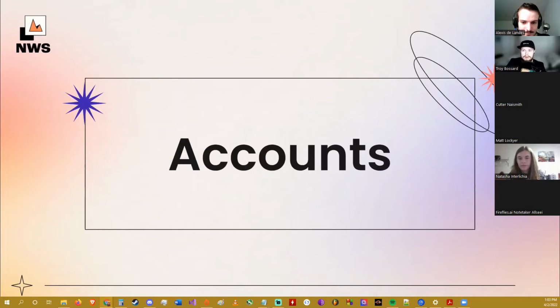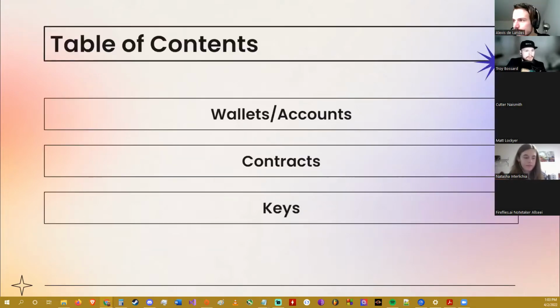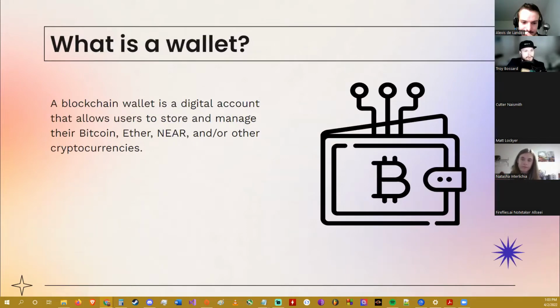All right, first part, accounts. When you're talking about accounts, you have wallets, accounts. We're also going to be talking about contracts and how they function with regards to the Near protocol. We're going to be talking about keys and key management on accounts, which is a pretty unique aspect to Near, I would say, as compared to other blockchains. So first, we'll talk about what is a wallet.